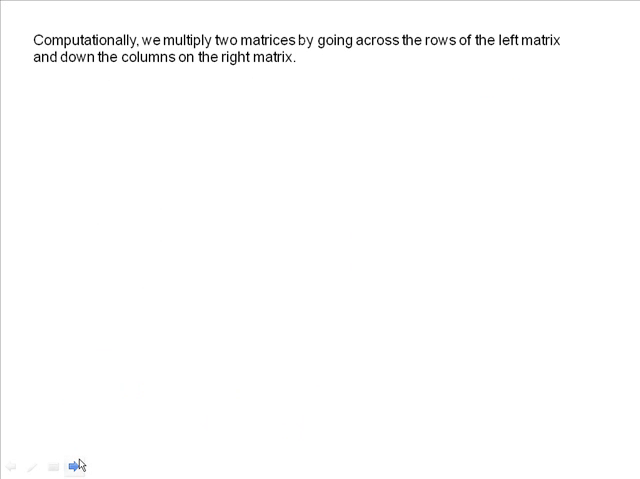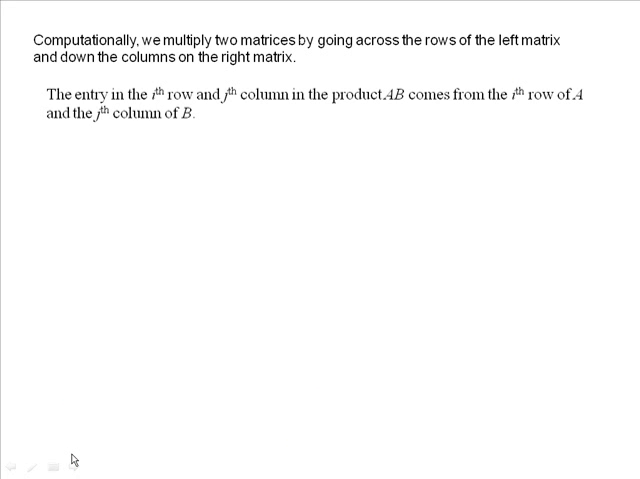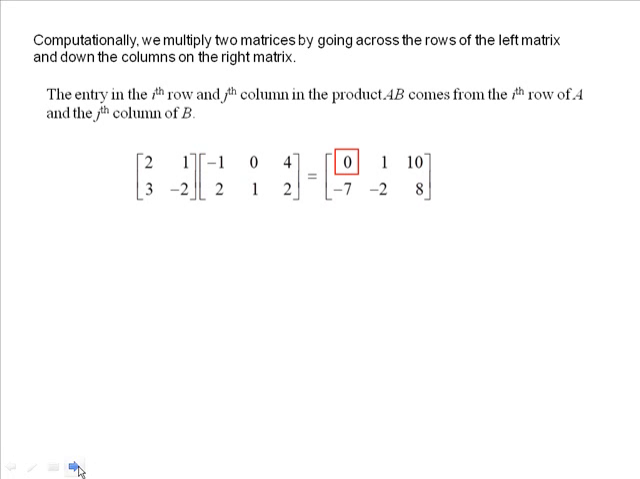Computationally, we multiply two matrices by going across the rows of the left matrix and down the columns on the right matrix. So the entry in the ith row and jth column in the product AB comes from the ith row of A and the jth column of B. So in this example, we're going to look at how we come up with this entry by multiplying my matrix A times my matrix B. We'll say that this here is A and then this is B.